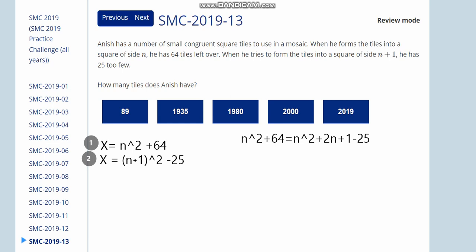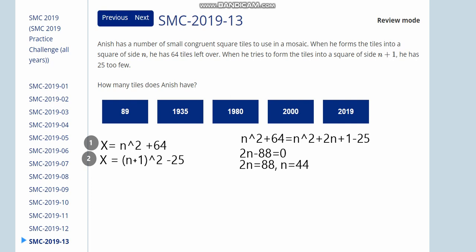Expanding the brackets gives us this equation, where on the left-hand side we have n squared plus 64, and on the right-hand side we have n squared plus 2n plus 1 minus 25. We can rearrange this equation by cancelling out the n squareds and taking the 64 from the left-hand side and subtracting it to bring it to the right-hand side, which gives us the equation 2n minus 88 equals 0. We can then solve for n by taking the 88 to the right-hand side and dividing each side by 2. N is equal to 44.